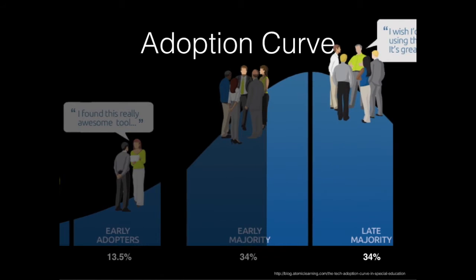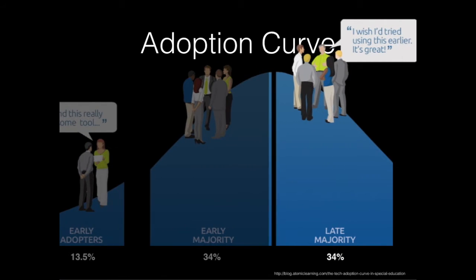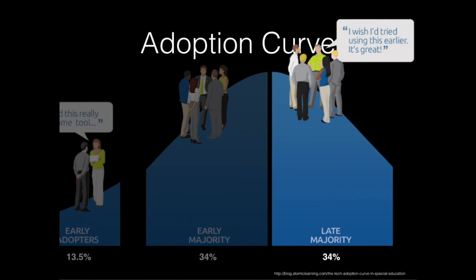The next group, which is also 34%, is the late majority. The late majority is conservative. They do not buy into the technology until it's no longer state of the art. Instead, they don't adopt until the technology is commonplace.